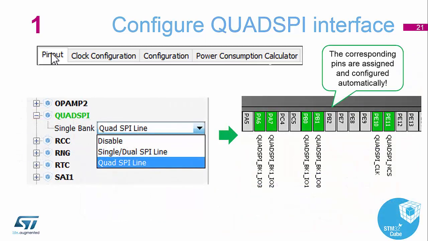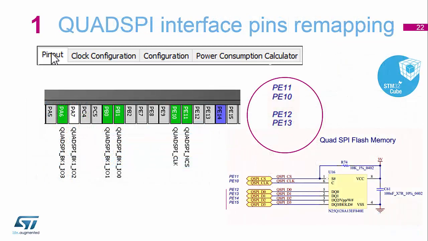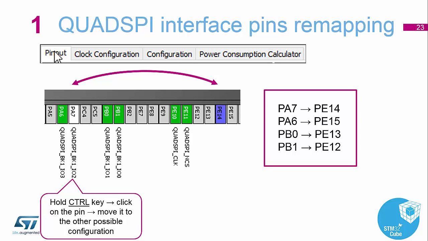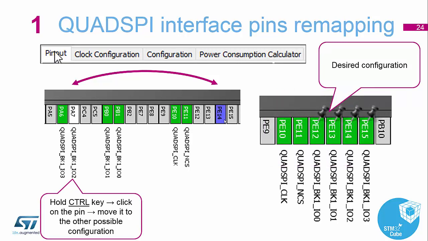To do this, we have a function inside the Cube tool. For the pins that are not in the correct places, PA6, PA7, PB0, PB1, you need to hold the control key down and click each individual pin. So PA7 in this example will now become PA14. You need to find out which pin it is, then move it to that other pin location, so that your diagram will eventually look like this.